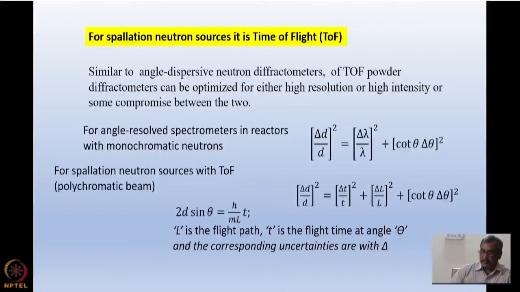So now my resolution, in the case of Bragg's law for a monochromatic beam with a mosaic spread, reads like delta d by d squared: one part is the wavelength resolution, the other part is the angle resolution. Here, using this formula, I get delta d by d squared depends on delta t by t, the time of flight resolution, delta L by L, the flight path resolution, because it will have some uncertainties like detector thickness, and the angular resolution. All three of these can be improved if we use a detector bank far away, because if L is large, then for a given delta L, delta L by L will be fractionally small. Similarly, for a large t, delta t by t will be small if I go farther away: the longer the L, the longer is t, and delta t will be smaller.